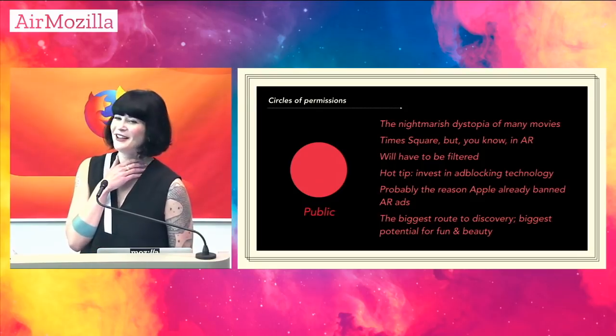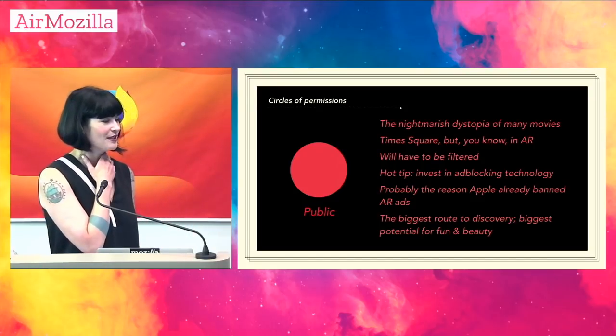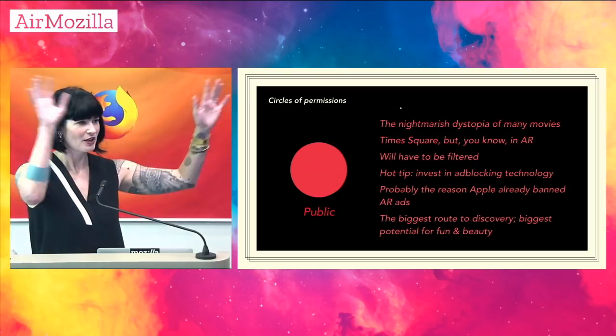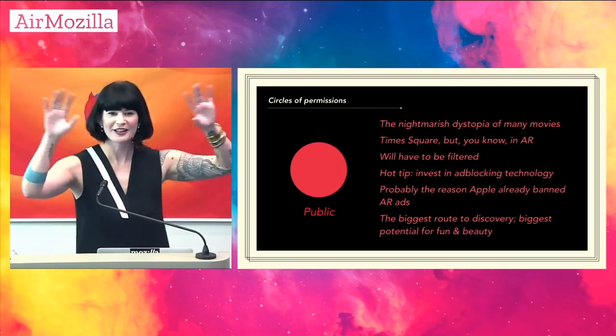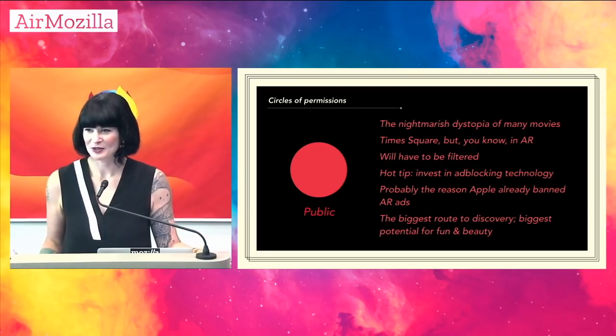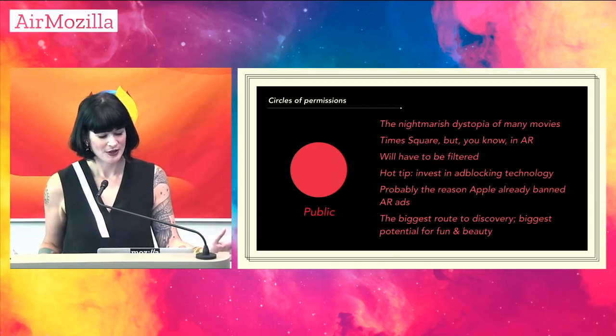The public space. This is when you're walking down the street, stuff that's owned by the government. What does this look like? This could be the nightmare dystopia of Times Square everywhere, the horrible, you're going to need an ad blocker. This future could suck. Obviously, it's going to have to be filtered. We might have to have many filters.